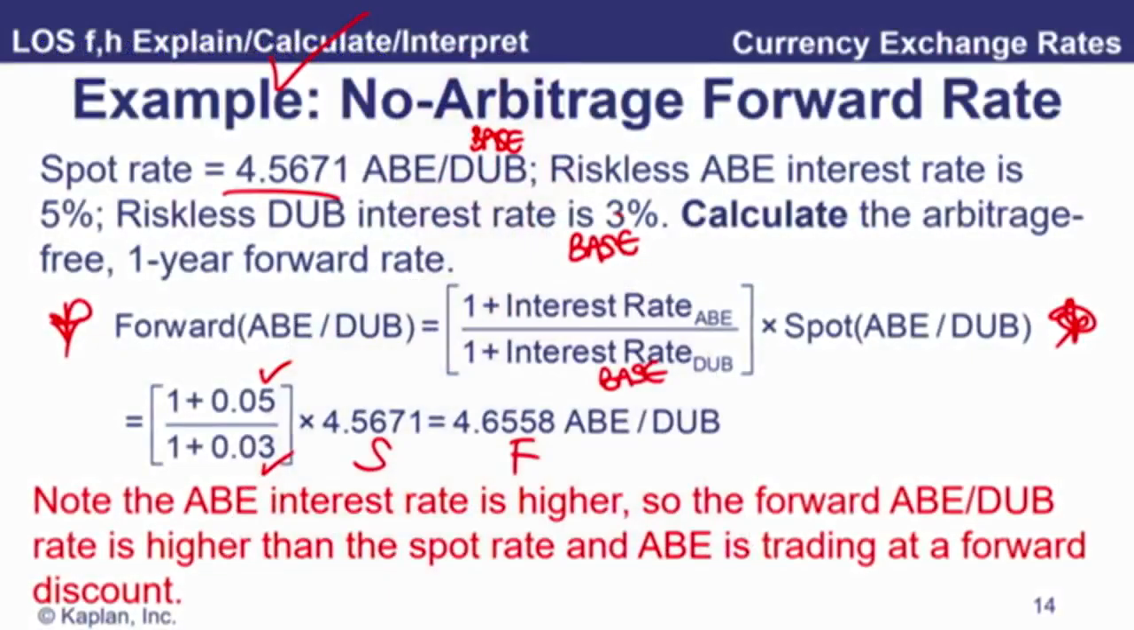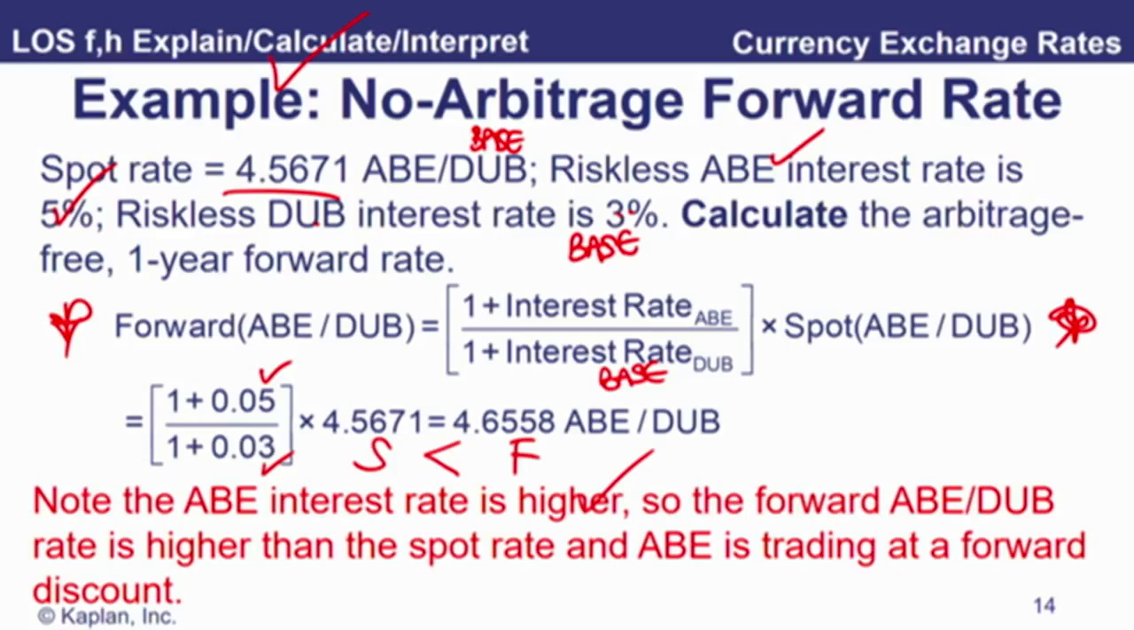Done. But just as, if not more exciting than the calculation, as we keep saying, it's the analysis, the interpretation. So let's pick through this final sentence in red at the bottom of the slide. Note, ABE interest rate is higher. ABE was 5, DUB was only 3. I agree with that. So the forward ABE to DUB was higher than the spot: 4.6558 to 4.56. Yep. Forward is higher than the spot.